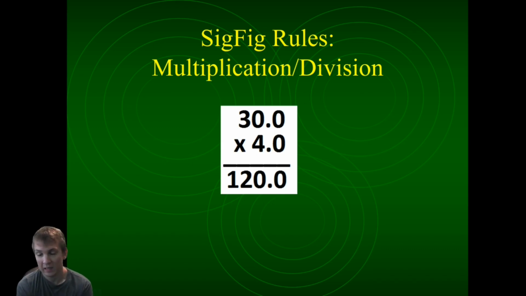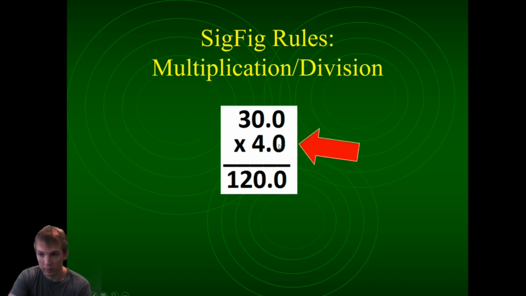we've got 30.0 and 4.0. 30.0 has 3 sig figs. Every single number there is significant. This 3 because it's not 0, this 0 because it's trailing and in the decimal, and then this 0 is sandwiched between them. So all 3 are significant. Over here, I've got 4, which is not 0, and this is 0, which is trailing in the decimal portion. So these are significant as well. 3 sig figs and 2 sig figs.